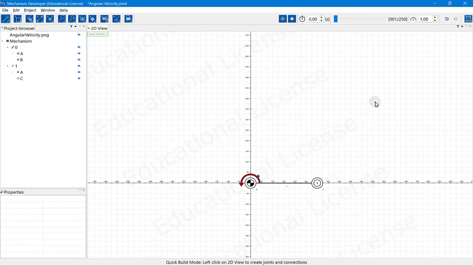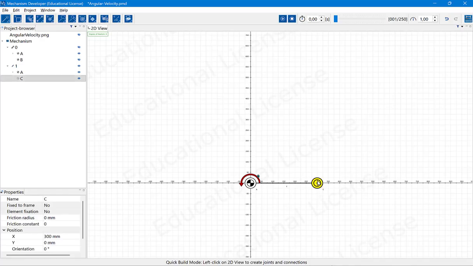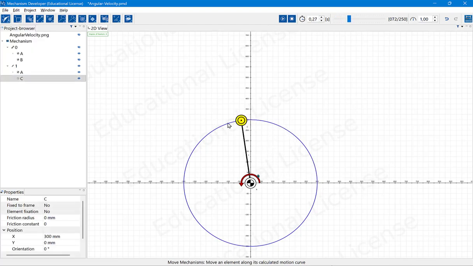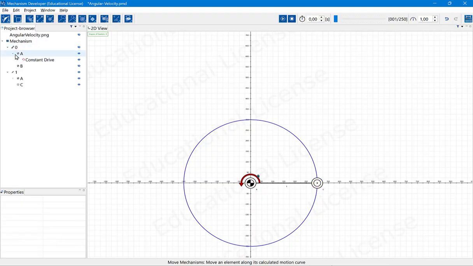So I add a constant drive and I see, oh, it rotates, and here I can also see the coupler curve of the point C, and like this it goes. Okay, I change here and move elements, so here we see the different positions. The question is where this velocity of this link is specified now. We can go here, and here we see the constant drive is defined in degrees per second.